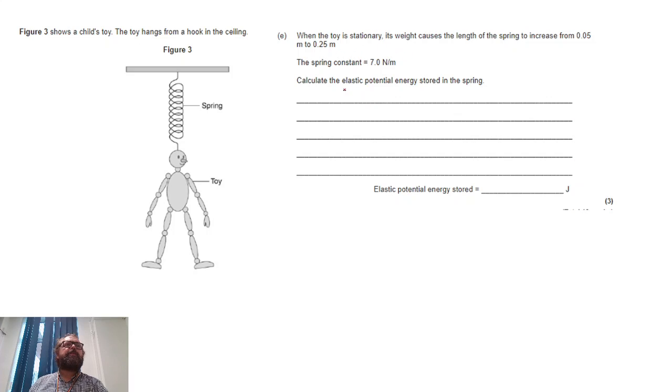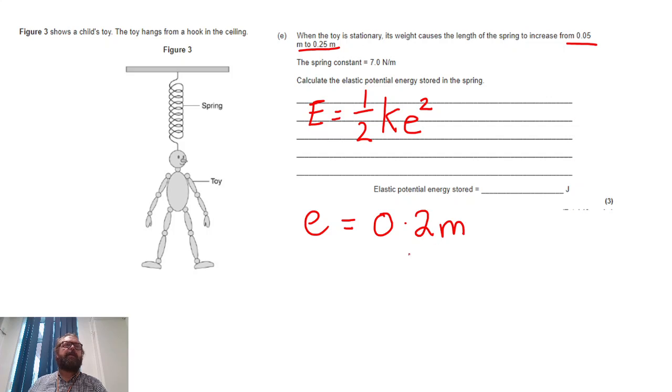Okay, let's apply what we've just used using another equation which is given to you. Elastic potential energy is half times the spring constant times the extension squared. You're given this equation. Let's go back here and look at the numbers. We've got 2 distances, and so from that I can work out the extension from 0.05 to 0.25 is 0.2 meters. I've taken one away from the other.